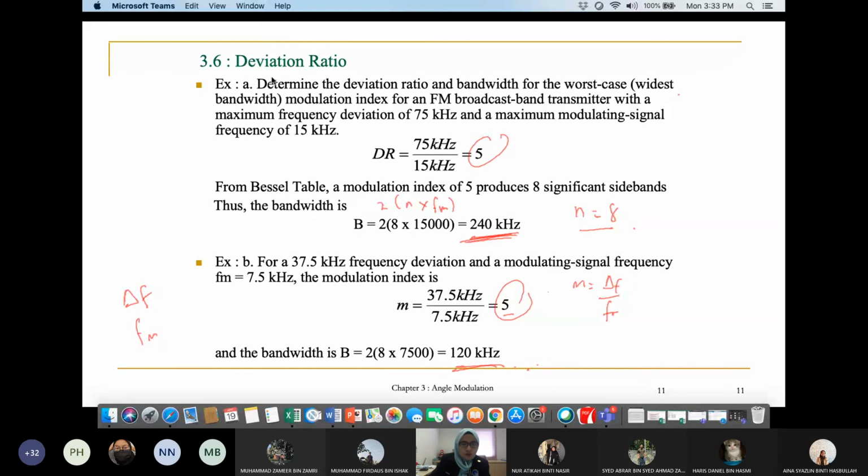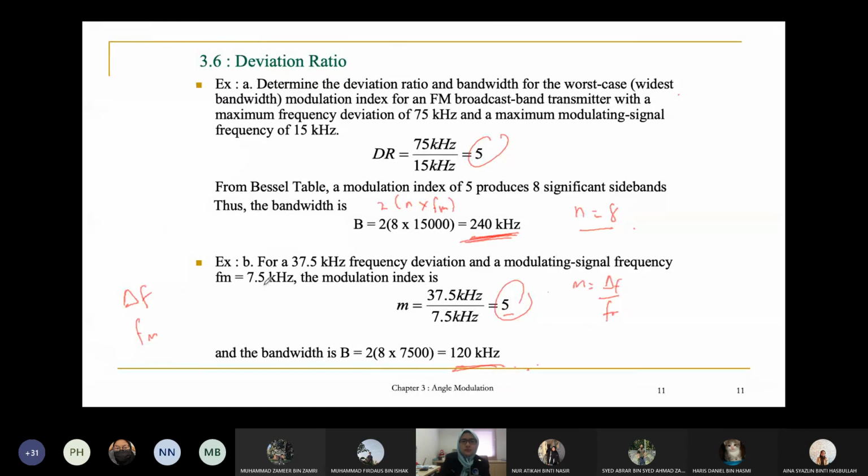So now the next one, let's try and calculate example A, but using the Carson rule. The formula for the Carson rule is B equals 2 delta F max plus Fm max. So 2 delta F max is 75 kilohertz plus Fm max is 15 kilohertz. If you calculate this, you will get 180 kilohertz.